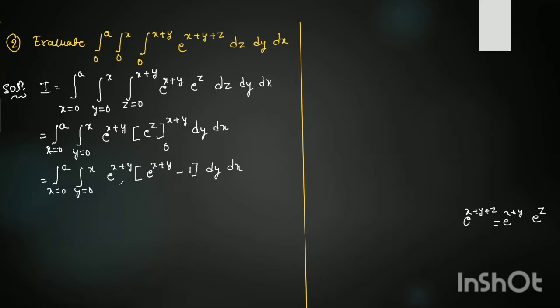Now, before integrating next, just multiply. Simplify this. Multiply this inside. Integration of x is equal to 0 to a and y is equal to 0 to x, e to the power x plus y times e to the power x plus y. So I can write e to the power 2x plus 2y, because x plus x is 2x, y plus y is 2y, minus e to the power x plus y, dy dx.